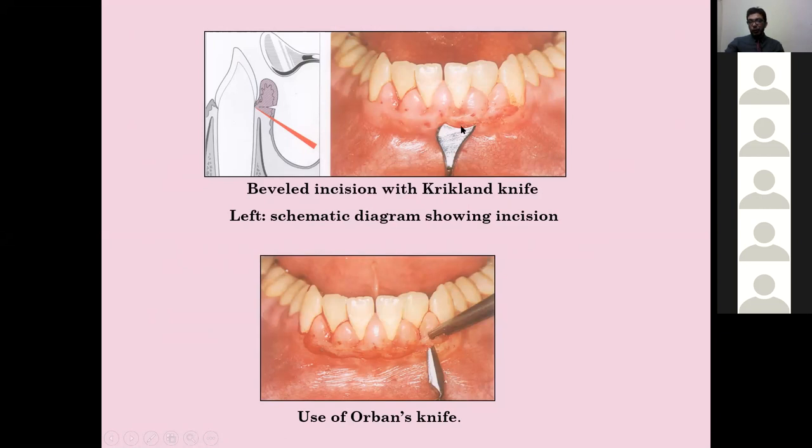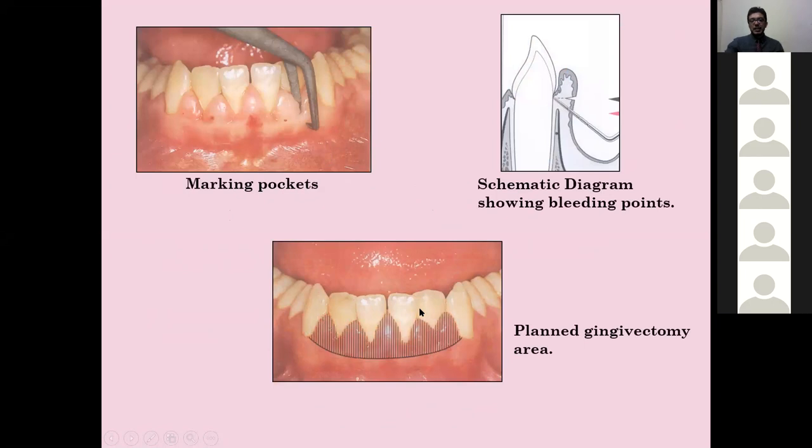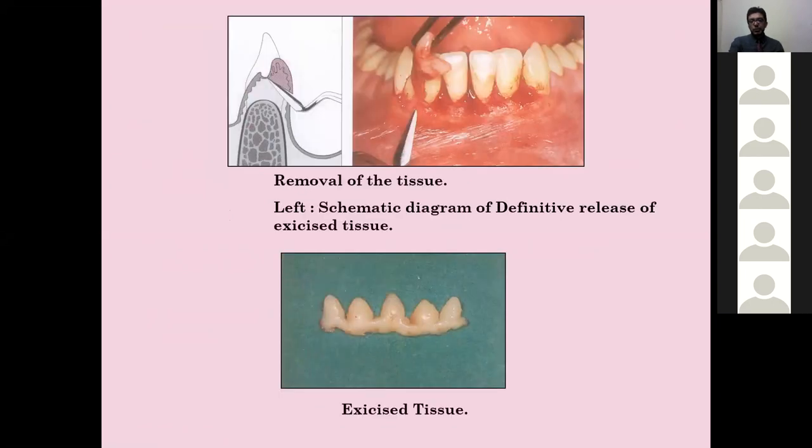You can see that we are following the contour of the bleeding points, and then we are using the Orban's knife and removing the interdental area. The gingiva, what is there, is removed. And then we remove the whole tissue. You can see that the Orban's knife is used to remove the whole tissue, and this is how the tissue is removed. It is not necessary that the tissue comes out in one shot. So there's nothing to panic when the tissue doesn't come like this. Tissue can come in bits and pieces also.